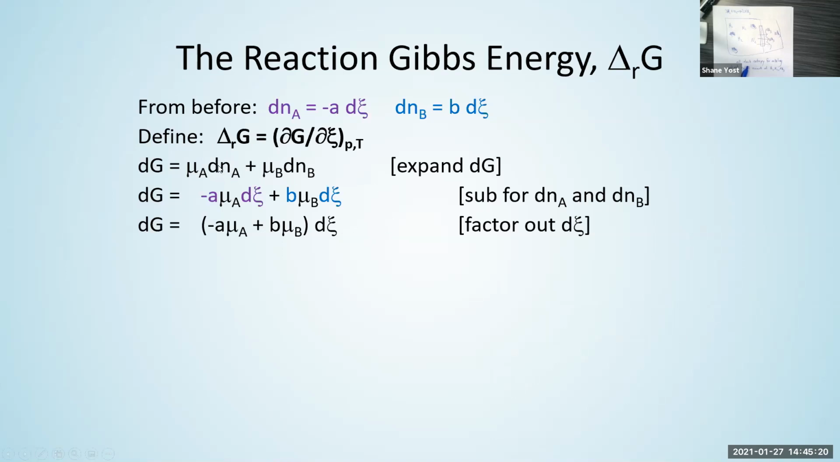So plugging in for what the change in number of moles of A and B are in terms of the extent of the reaction, okay?